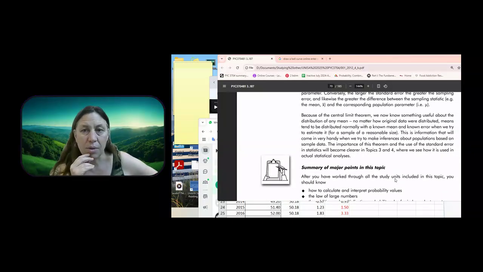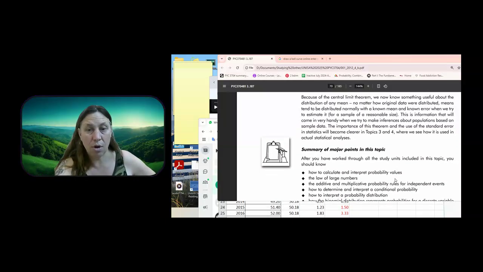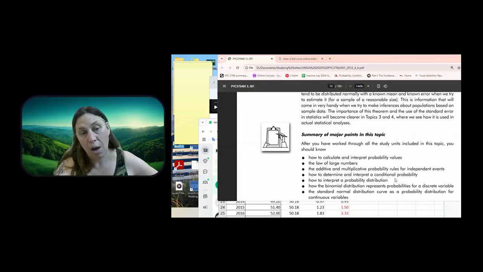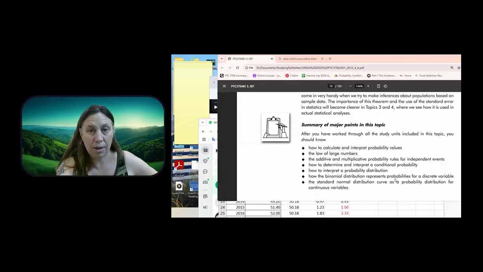Because of the central limit theorem, we now know something useful about the distribution of any mean, no matter how the original data were distributed. Means tend to be distributed normally with a known mean and a known error when we try to estimate for a sample of reasonable size. So it's a formula that we can plug any sample into to see how it will correlate with the true population mean. Okay, and give us a rough estimate of how off it's going to be.